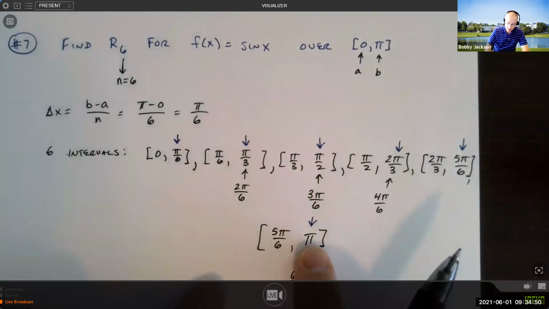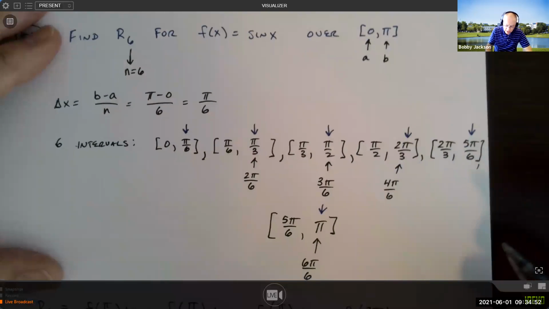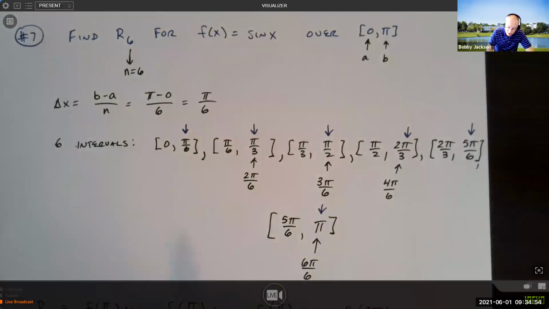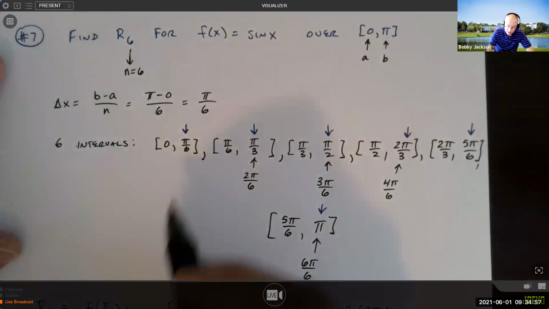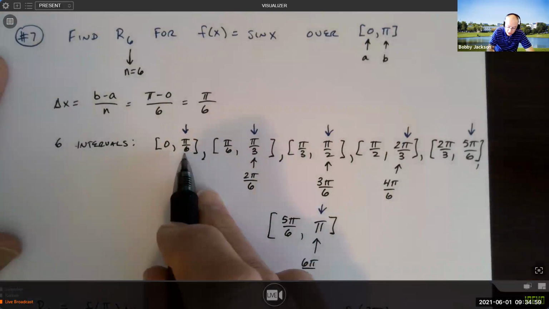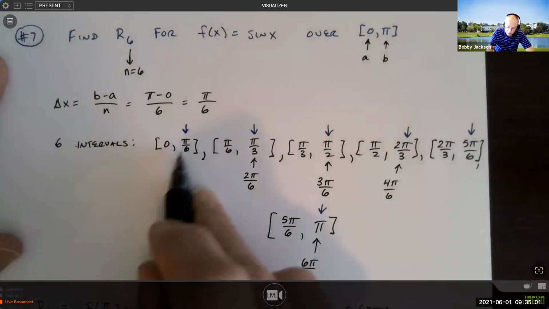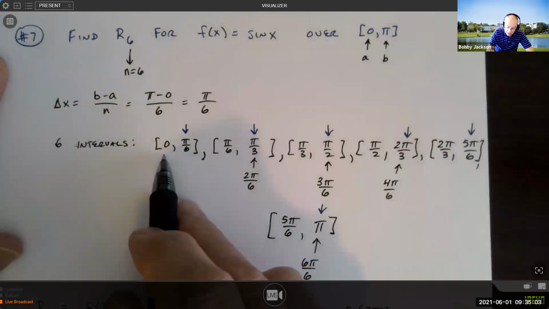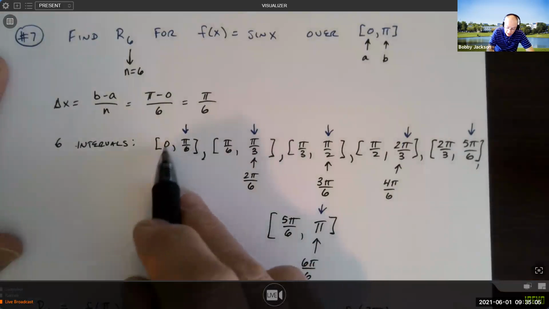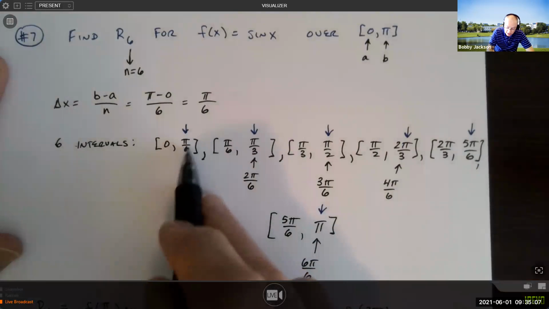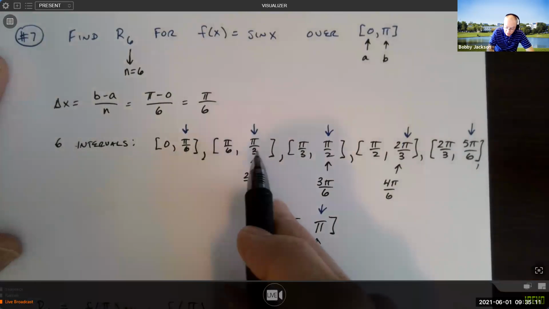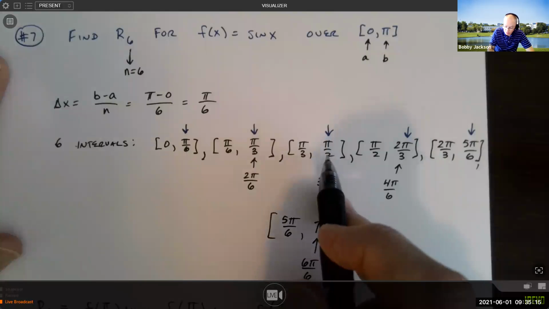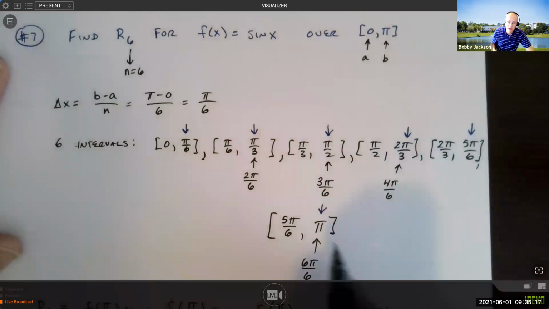So now what we're going to do is use the right-hand endpoints. I'm going to use the value of the function at pi over 6 for this first interval to approximate the area under the curve by a rectangle whose height is f of pi over 6. And then for the second interval, I use the right-hand endpoint pi over 3, and so on. I've got an arrow pointing to each of these right-hand endpoints.